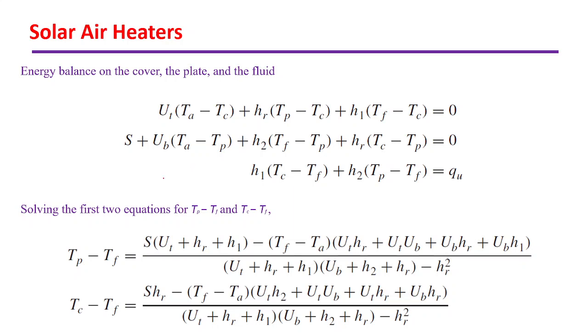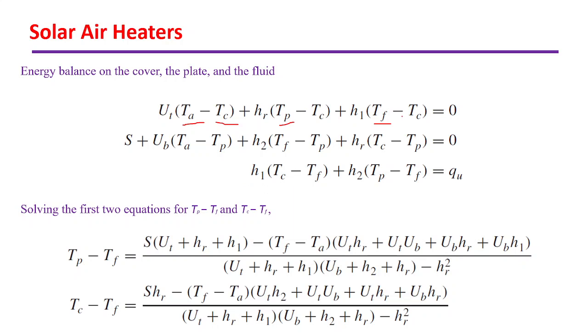Tc is the temperature of the collector, and Ta is the ambient temperature. Tp is the temperature of the absorber plate, and Tf is the temperature of the fluid. So we will make an energy balance around all the components. These three are the basic energy balance calculations. I'm just showing how we derive the equations to solve the problem.